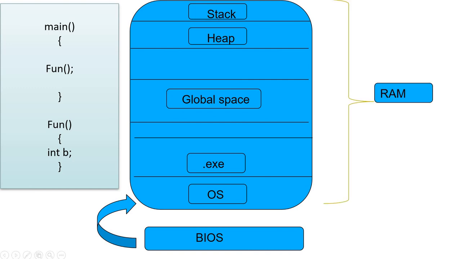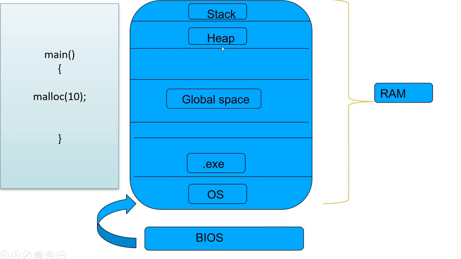Okay, next, coming to a malloc function. So when I call malloc 10, I need 10 bytes of memory here. So 10 bytes of memory, I get it from this heap memory.